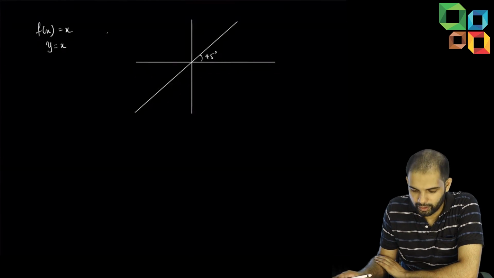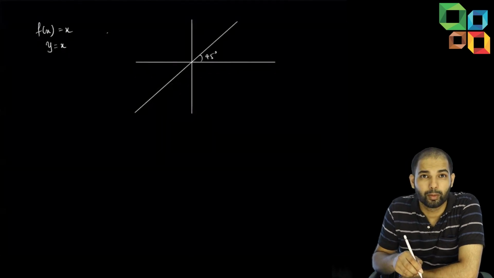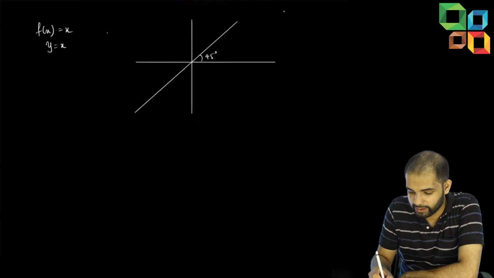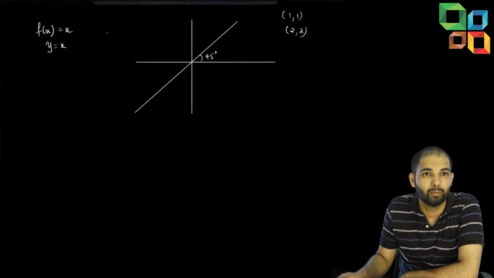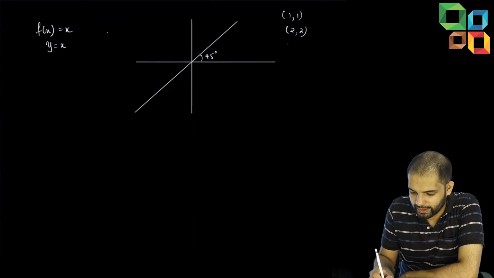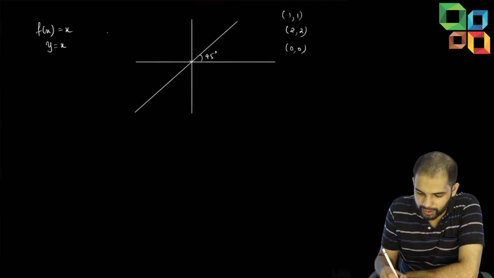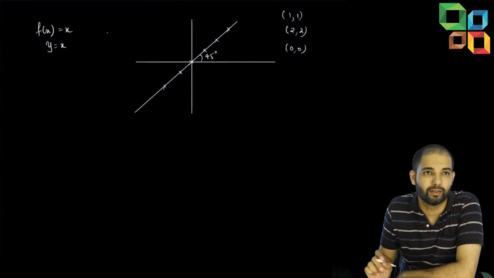Let me do one change. If you're not sure about this, please take values. You can just plot. So when x is 1, y is 1. When x is 2, y is 2, and so on. So when x is 0, y is 0. So these are the points you get. If you simply join those points, you're going to get a straight line. These are standard integer values I've taken.